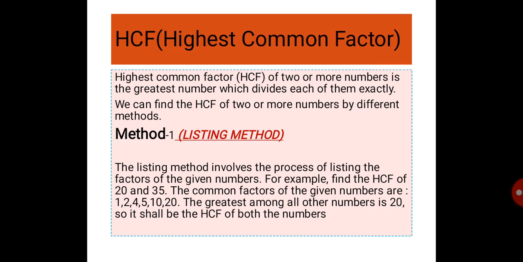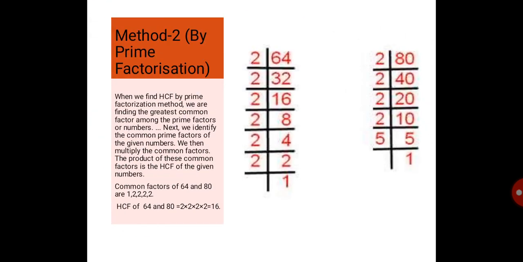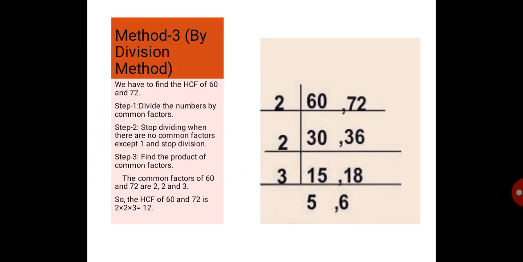Okay? Understand? Now, the next method is prime factorization. Now we divide 64 and 80 and take out the factors. Then we identify the common factors. Here, as shown in the picture, the common factors are 2, 2, 2, 2. Now let's multiply this. 2 multiplied by 2 multiplied by 2 multiplied by 2 equal to 16. So here the HCF of 64 and 80 is 16. Understand? Now the third and the last method is division.